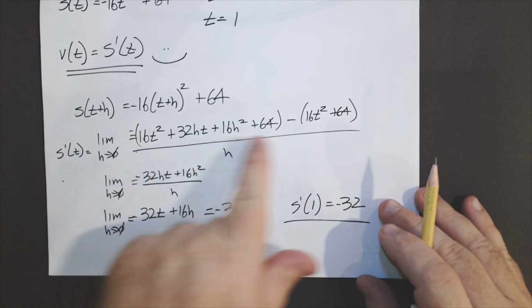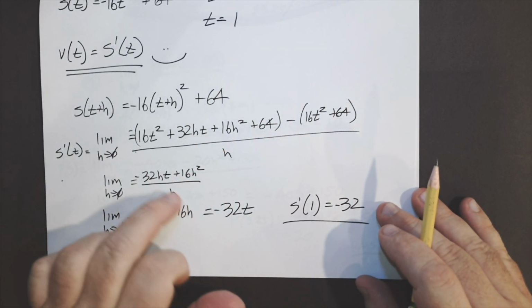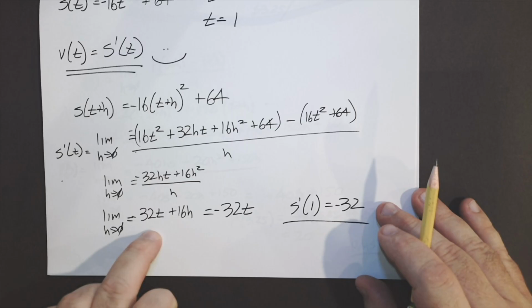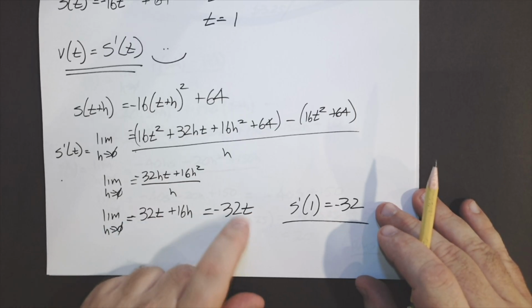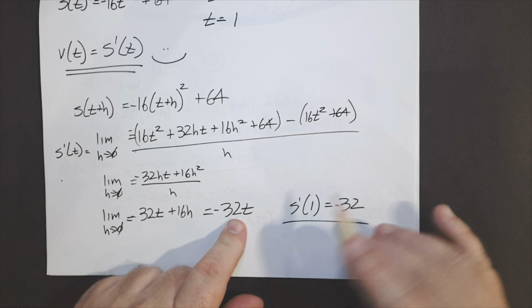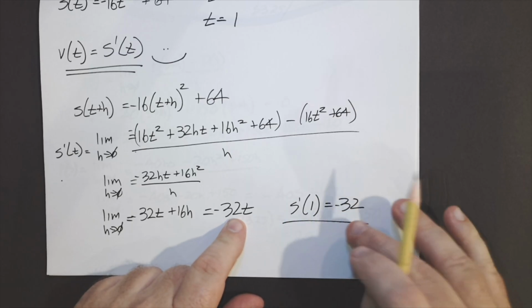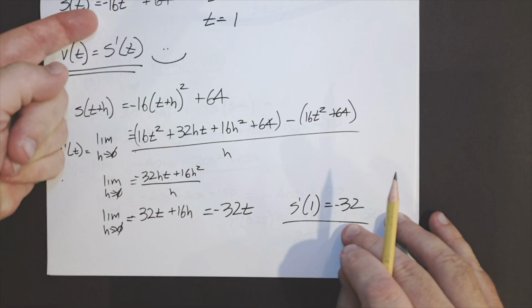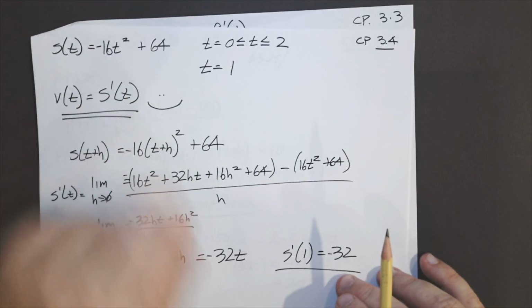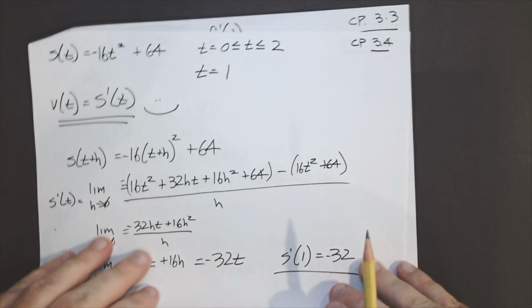Same process, do all my subtracting, do my canceling. I end up with this, take my limit, and I have negative 32t. I go ahead and plug in 1 second into that formula, and I get negative 32. So that's the velocity of this particle at t equals 1.